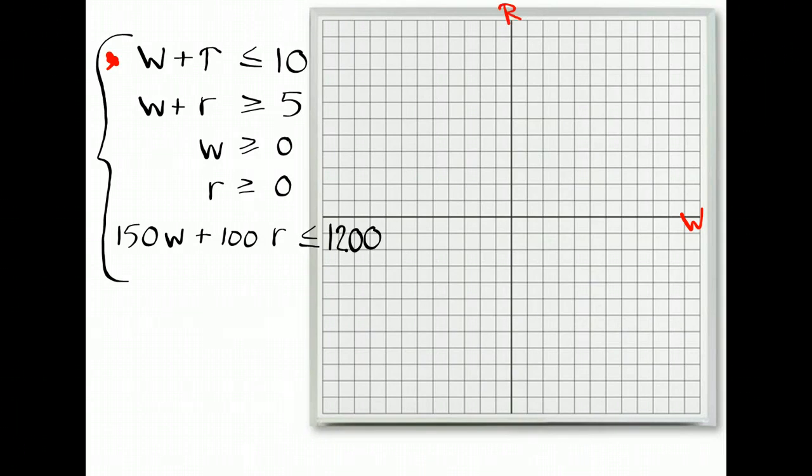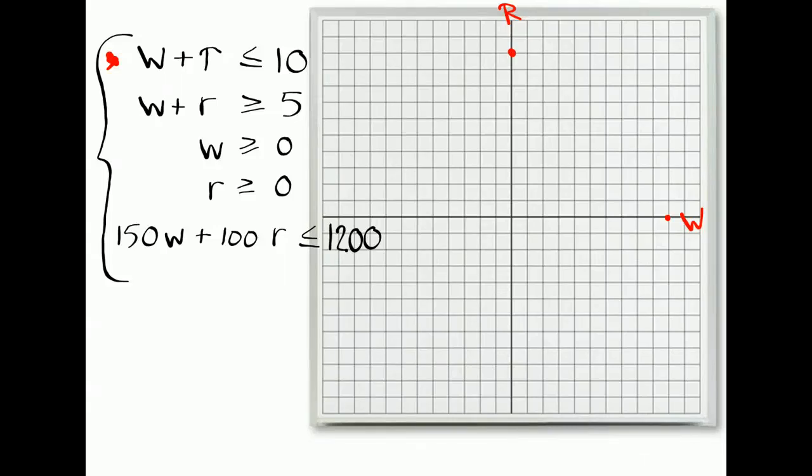So when R is 0, then W is going to be 10. So we go over 2, 4, 6, 8, 10. I think that's 10. Yep. And then R, same thing. Go up 10. So when W is 0, R is 10. So we're going to go up to 10: 2, 4, 6, 8, 10.